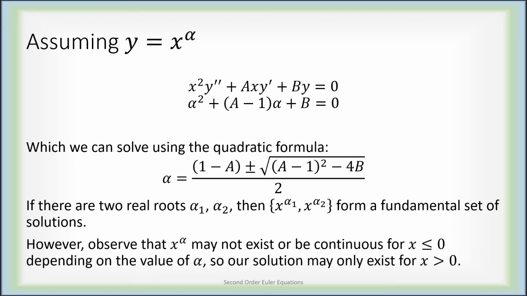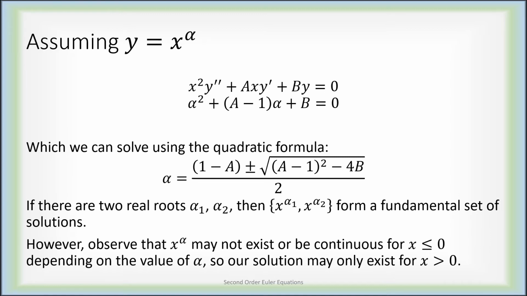But x to the alpha might not exist or be continuous when x is less than or equal to 0, depending on what that power alpha is. For example, suppose alpha is 1/2. In other words, we're taking the square root of x. Well then, when x is negative, that won't exist as a real valued function. So depending on what we find alpha to be, our solutions might not exist for all real numbers.